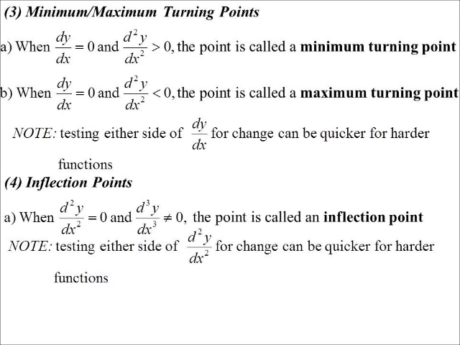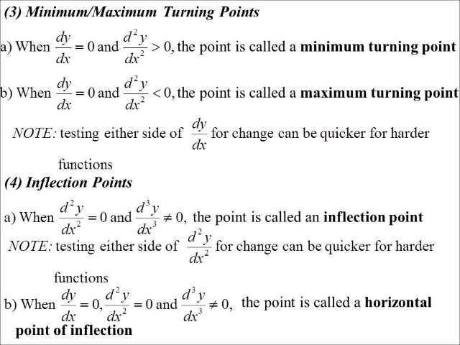Reality is, with most curves we don't usually bother finding inflection points, because a lot of the time it's obvious there's going to be one. If you've got a turning point here and a turning point here, well, it must inflect somewhere in the middle. Right? So I usually only find them if they ask me to. And then our horizontal point of inflection, where it's both stationary and an inflection point, the classic one being our cubic.